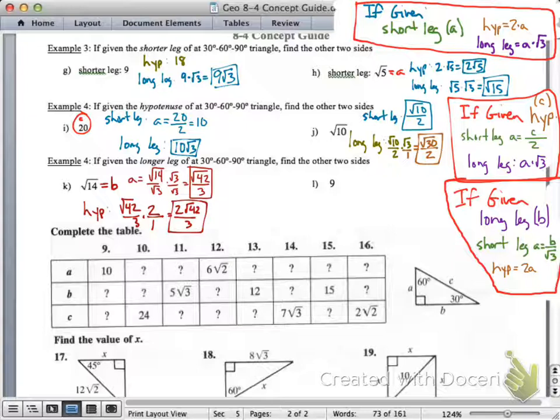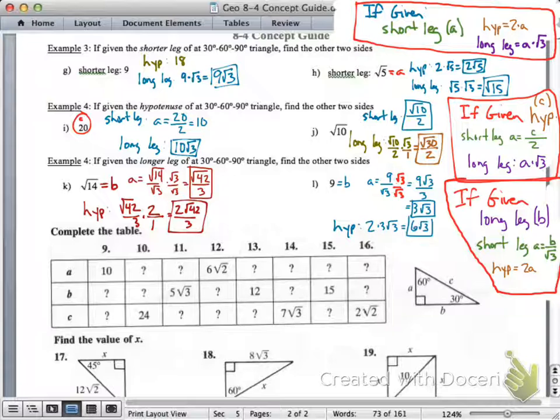Okay, look at this example. The long leg is equal to b. To find the short leg, you divide by the square root of 3. Got to get rid of that radical, so we have 9 square root of 3 over 3. Reduce. The answer is 3 square root of 3. Now that we know the short leg, what can we do? We can find the hypotenuse. Always go through the short leg. 2 times 3 square root of 3 is 6 square root of 3, and we're done.